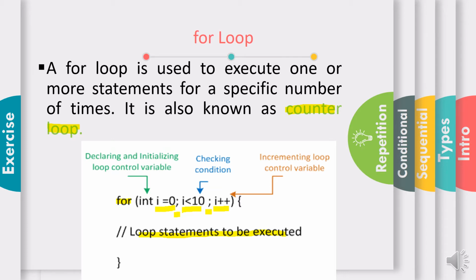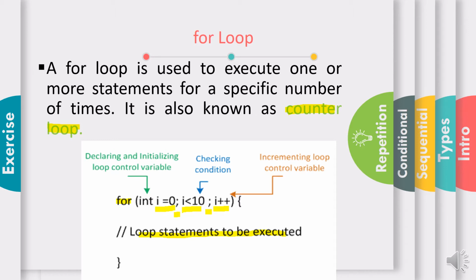On the first time the value of i is 0, these statements will be executed, then i++. Now i becomes 1, 1 is less than 10, yes, this condition is true, then again these statements will be executed, then again i++. Now the value of i becomes 2, 2 is less than 10, yes, this condition is true, then again these statements will be executed.